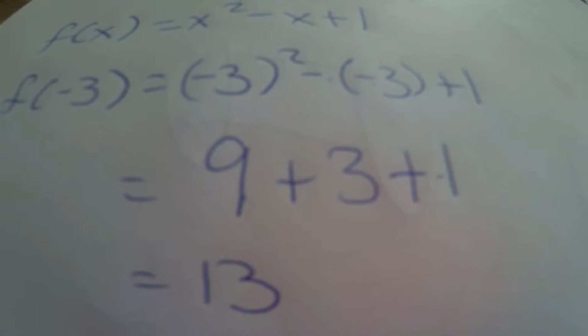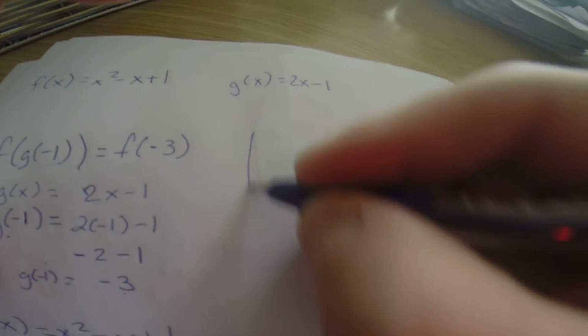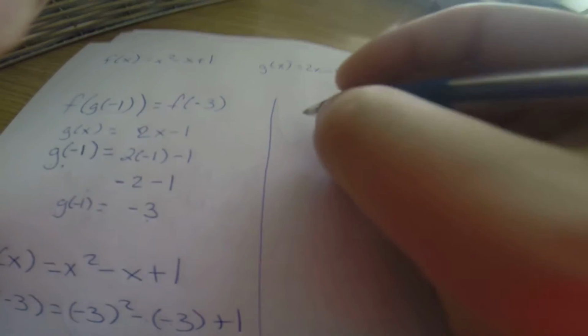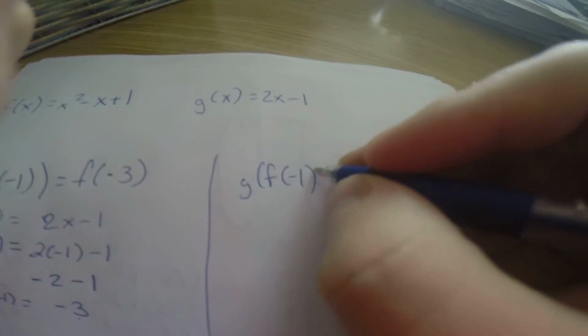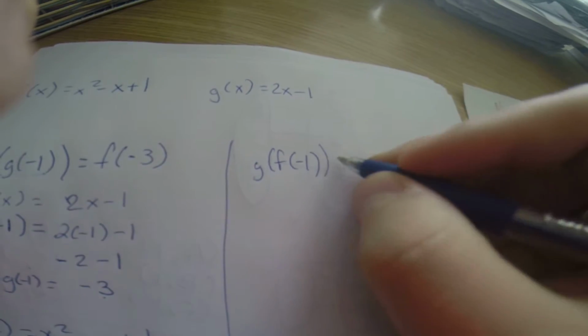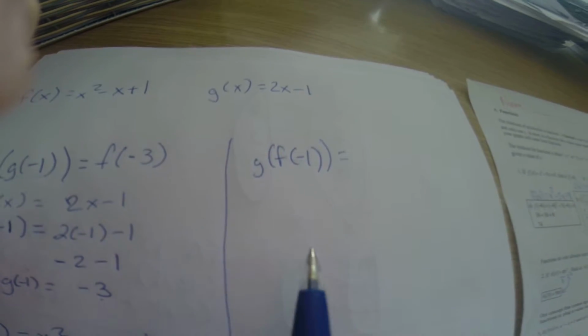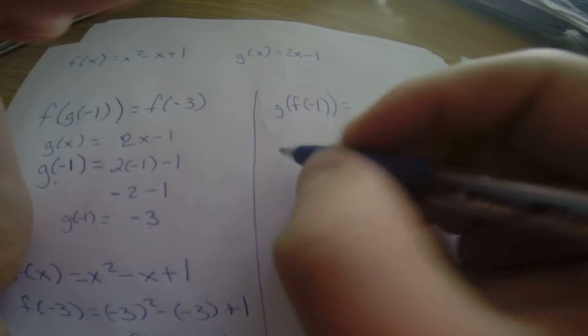So if I do the next one, they switch f and g. Now they're saying g of f of negative 1. So what do I do here? Again, we start with the inside, so f of negative 1.